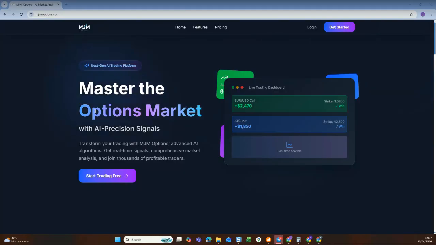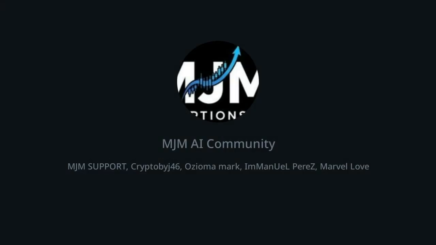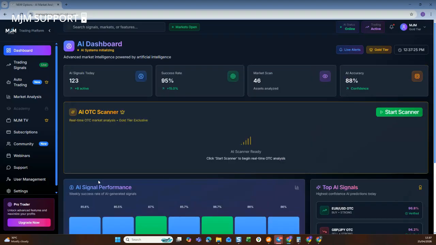For those of us who are new here, the AI website is mjmoptions.com. For me, I'm already registered and I have an account, and it is unlocked. So I click on Start Trading. For those of us who are new, you can click on Get Started and then get registered.